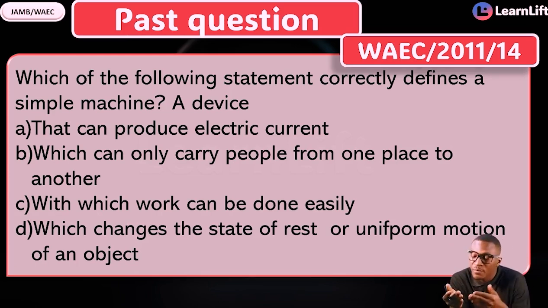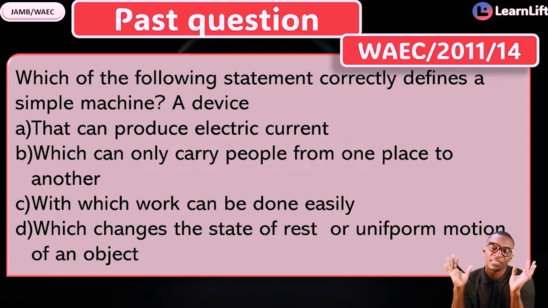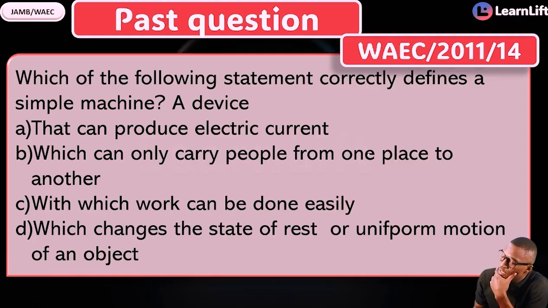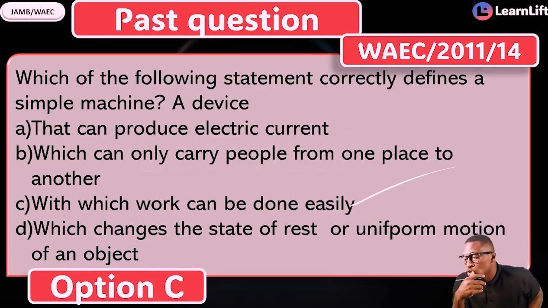Of course, a machine is simply a device that makes work easier and faster, or a machine is a device in which work can be done easily. We said a heavy load is done with little effort. That's a machine. Making option C the answer: a device in which work can be done easily.